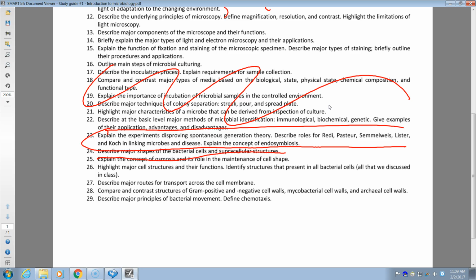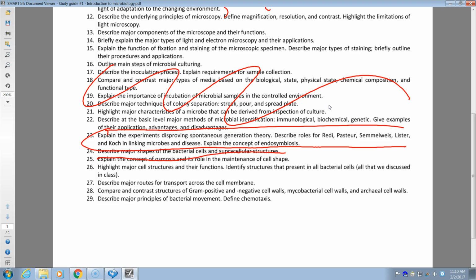Now, implication of this, you have to be able to answer the question how microbes can survive high osmolality outside of the cell. How? Yeah. Have high osmolality inside of the cell. Does that make sense? We talked about it. Alright?